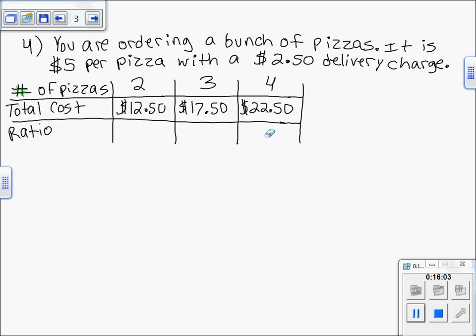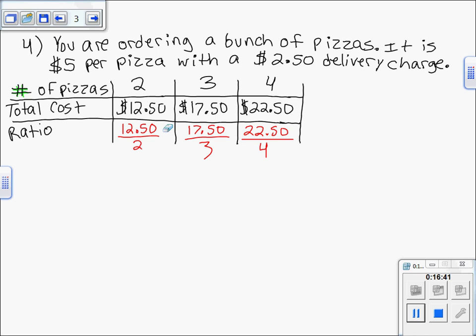So for two pizzas, our ratio is going to be 12.5. I'll even put a 0 on there for 12.50. You don't really need the 0 over 2. Now if we do that for all of them and keep it in that order, so 17.50 over 3, and then 22.50 over 4. Notice it's hard to compare those because we're not sure if these are exactly the same, since they haven't both been simplified all the way. Technically, because of those decimals, it's not really thinking of it as simplifying.